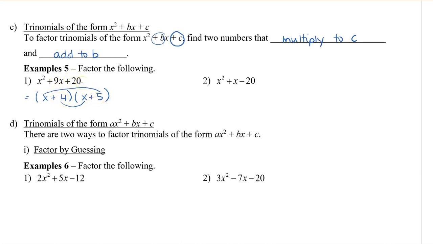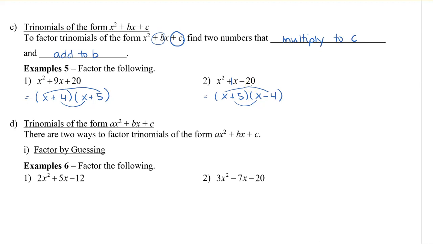Here's another one. So two numbers that multiply to negative 20 and add to 1. There is no coefficient here, but the coefficient is actually 1. So those two numbers are positive 5 and negative 4. So we can put x plus 5 and x minus 4. Again, let's do a little mental check. x times x is x squared. And then we have negative 4x plus 5x, which gives us 1x. And then 5 times negative 4 is negative 20.